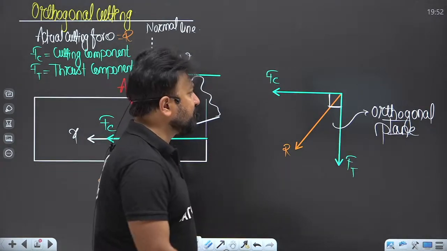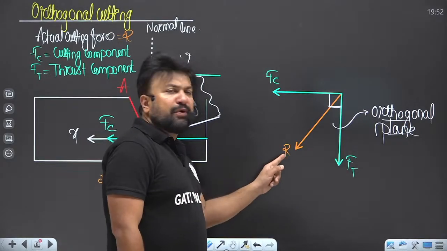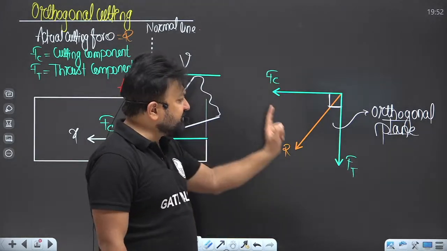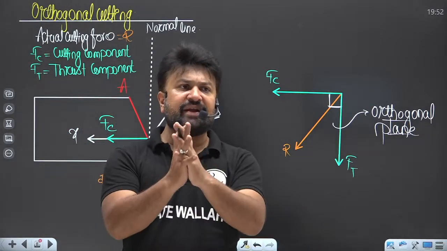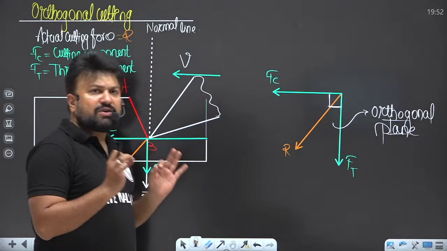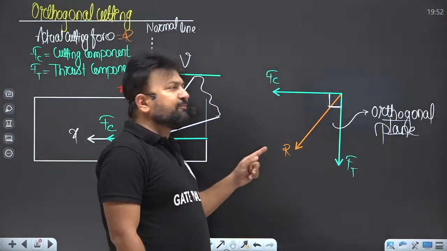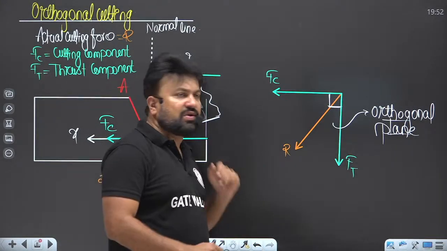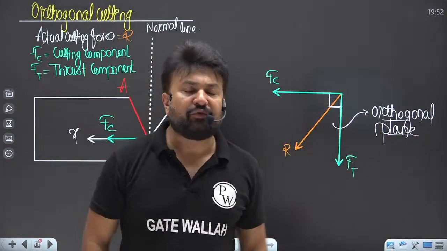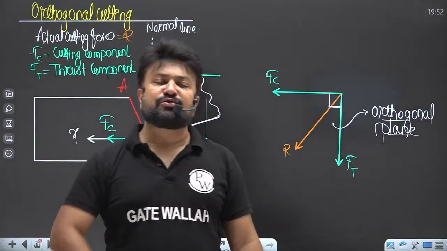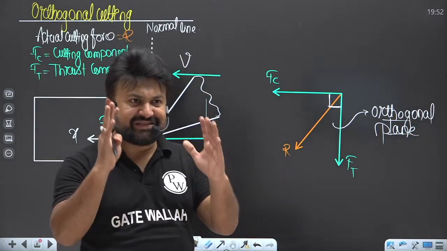Try to understand. Orthogonal plane is a plane in which the components of the actual cutting force, that is FC and FT, will lie. The actual cutting force has two components, FC and FT, and both are perpendicular to each other. That plane is known as the orthogonal plane. Do you understand this thing?